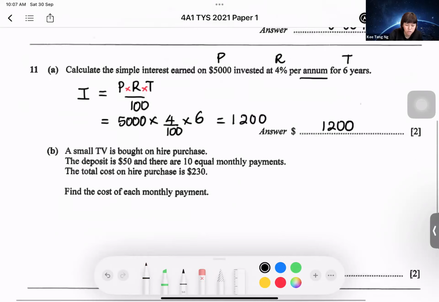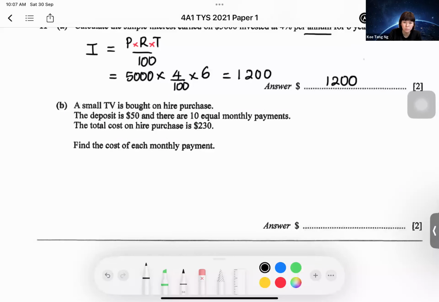Okay, next question. A small TV is bought on hire purchase. What is hire purchase? Hire purchase means I'm not paying everything at one go. I'm paying in installments. So I pay a certain amount as deposit and then I pay the remaining slowly over a period of time. The question says the deposit is $50 and there are 10 equal monthly installments. I do not know what this monthly installment is. And the total cost of everything, if I add up everything, is $230.